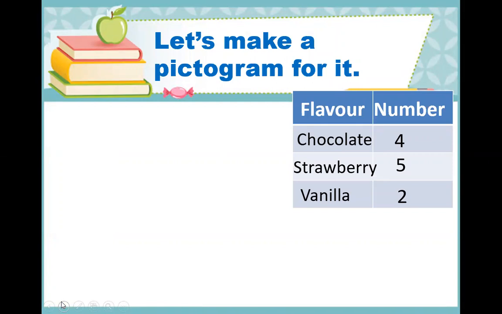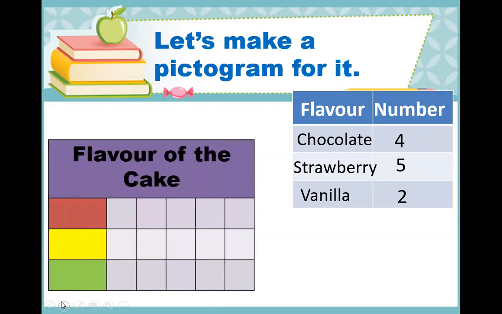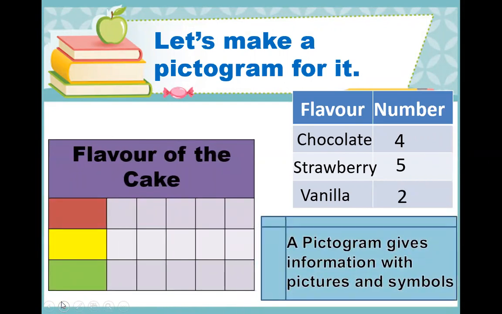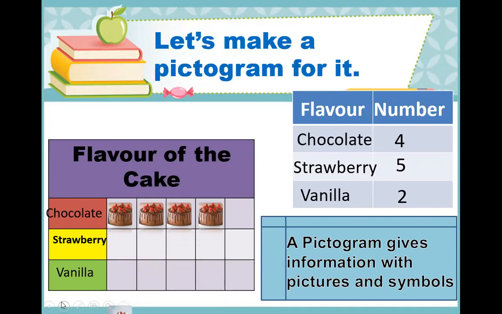Let's make a pictogram for it. Flavor and number. With the same information, flavor of the cake is the title. Now, a pictogram gives information with pictures and symbols. Chocolate, strawberry, vanilla are the labels. We need to draw 4 chocolate cakes, 5 strawberry cakes, and 2 vanilla.